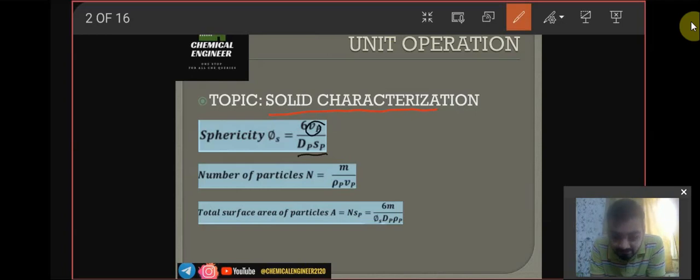So how do we get this area? That is what we have covered in the syllabus of mechanical unit operation. The link for the playlist of mechanical unit operation is above. Okay, so this is the first formula, sphericity: 6 into volume of particle divided by diameter into area of particle.